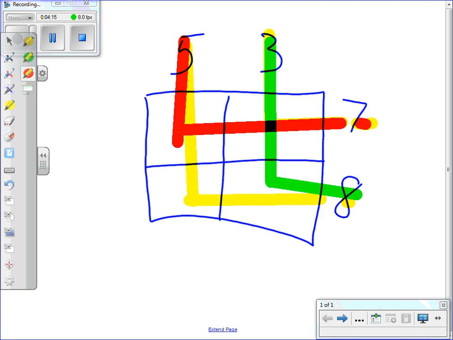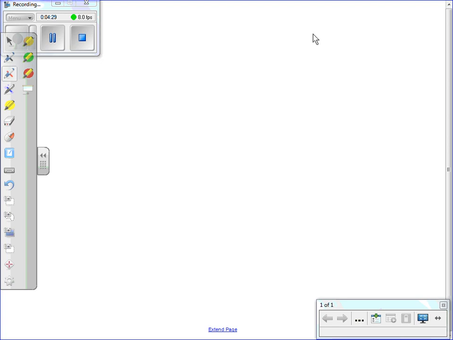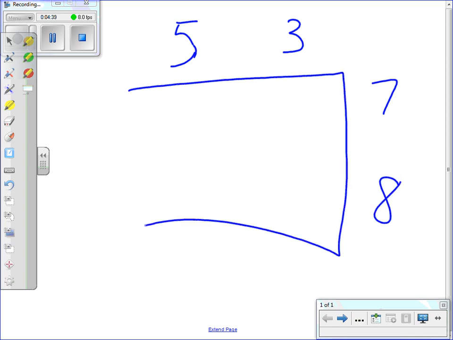Okay, I need to erase this and start over because I've got a bit of a mess. Or maybe I could just back up a bit. Hang on, 1, 2, 3, 4. No, not working. Start over. Okay. 53. I'm working fast. I want to keep this video under 5 minutes. You can watch it at home if you forget what to do. You can watch it at school if you want to be reminded.